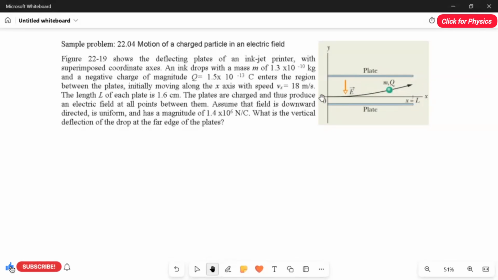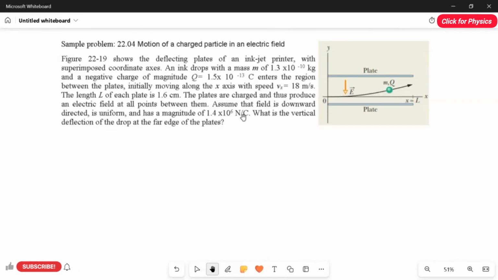And the plates are charged, thus producing an electric field. You can see here, your electric field lines are directed downward. That means the electric field moves from positive charge to negative charge, so this plate is positive and this plate is negative. So all the electric field between these two plates is directed downwards, and it's a uniform electric field, with a magnitude given here as 1.4 × 10^6 Newton per coulomb.